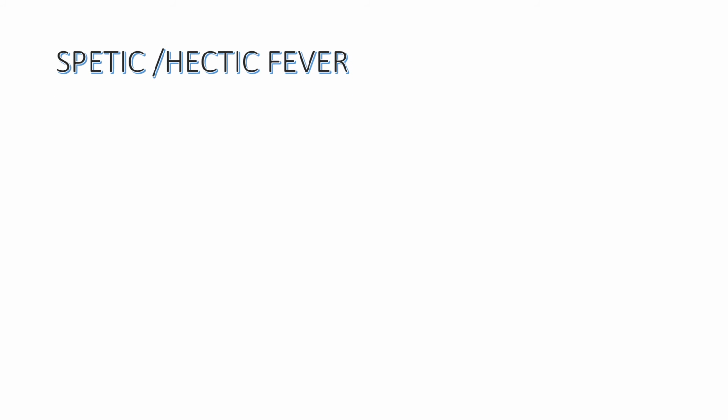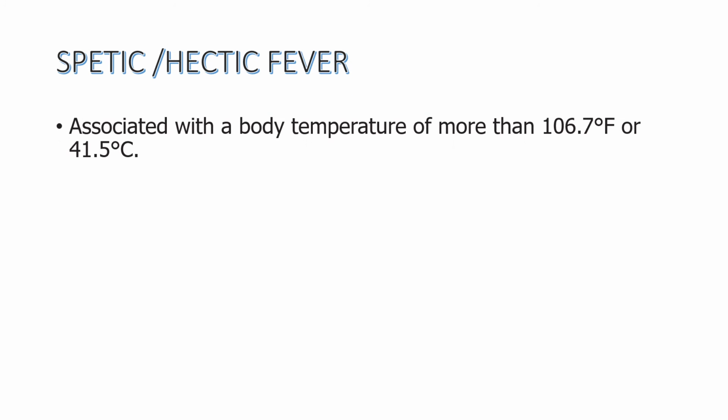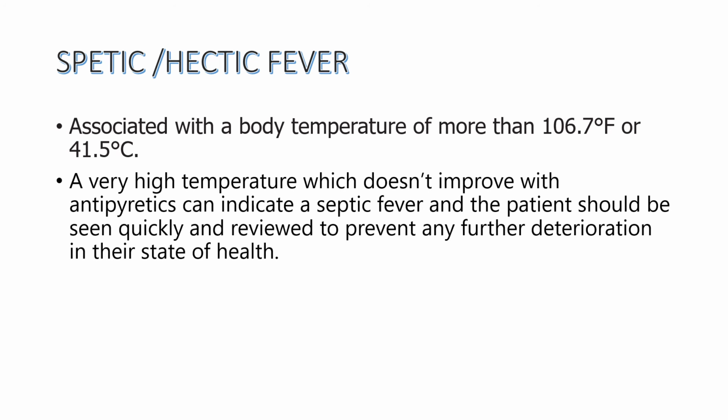Moving on to the fourth type, which is septic or hectic fever. It is associated with body temperature of more than 106.7 degrees Fahrenheit or 41.5 degrees Celsius. So a very high temperature which does not improve with antipyretics can indicate a septic fever, and the patient should be seen quickly and reviewed to prevent any further deterioration in the state of health. This is a very serious condition which can lead to organ failure.